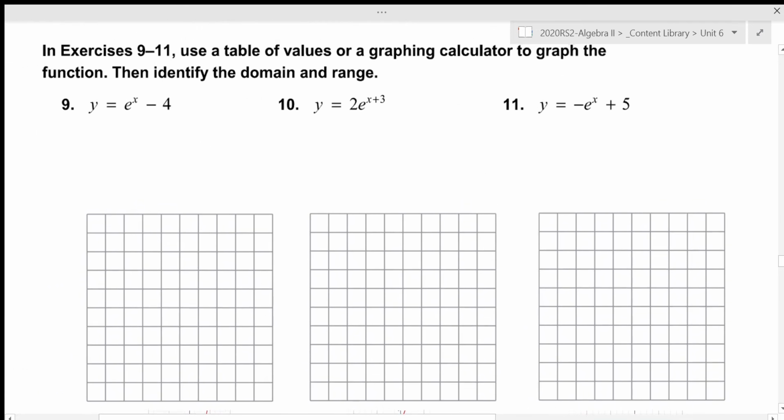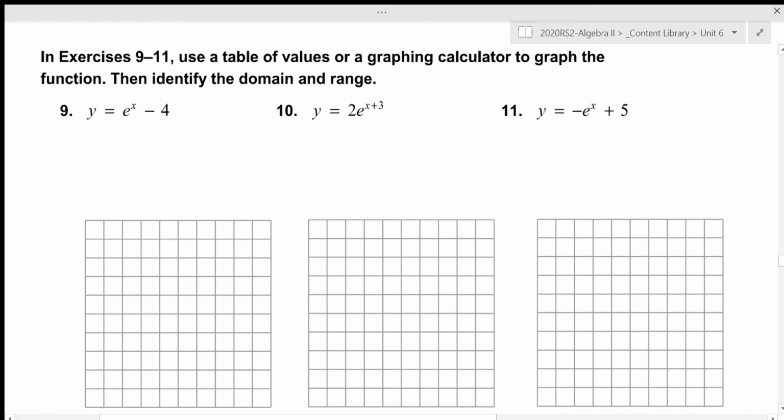Now we're going to do a similar type of thing. We're going to graph these functions using a calculator, or as I've done with Desmos. But then we also want to identify the domain and the range. Remember, domain is how far left and right do functions go. And for these exponentials, domain is always going to be all real numbers. Then the range is how far up and down does the function go. And there will be a restriction on the range because these functions have asymptotes. There's like a wall that they can't go past.